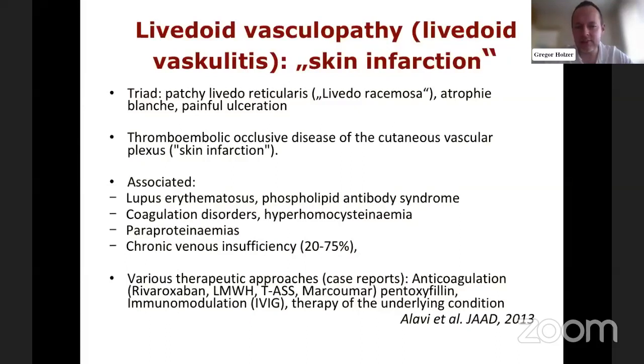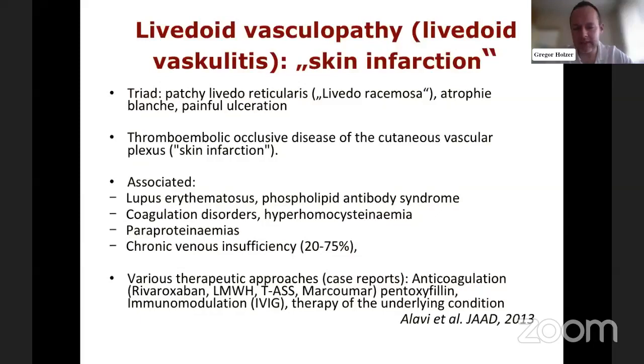There are several diseases which can be associated with this kind of disease, which can be collagenoses like lupus erythematosus or antiphospholipid antibody syndrome. It can be coagulation disorders. In our case, it was hyperhomocysteinemia which was associated with it. It can be elevated paraproteins. And of course, chronic venous disease can be in the background.